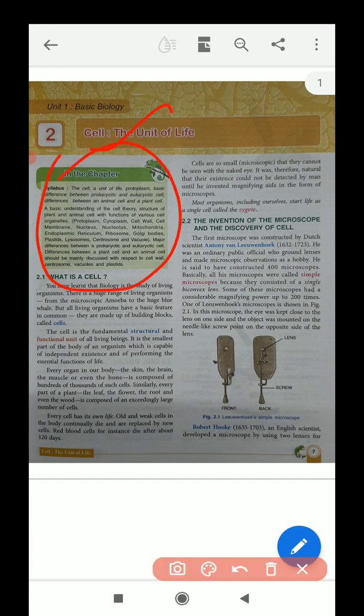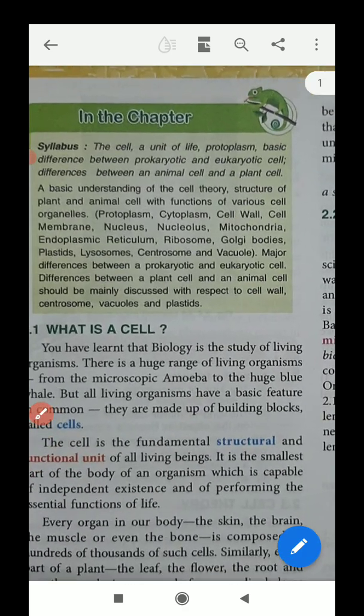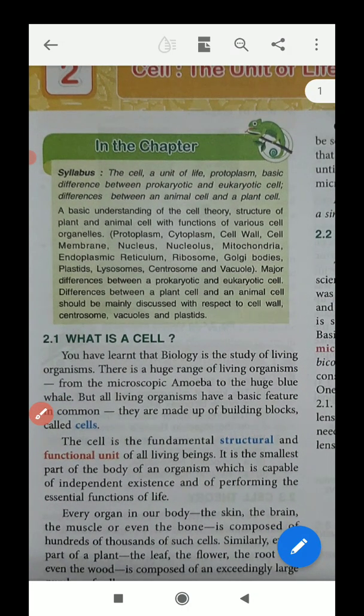So the board syllabus is already written over here. Here we will first see the syllabus. We will learn about the cell, a unit of life. What is a cell?